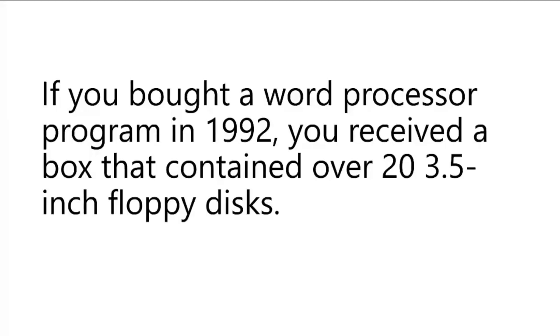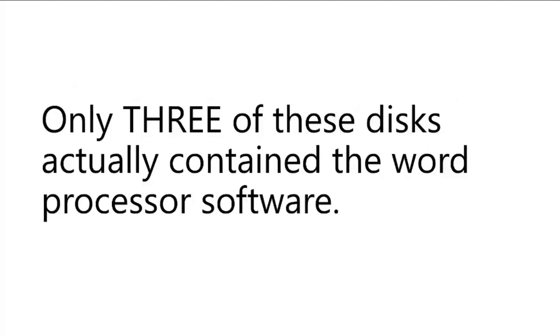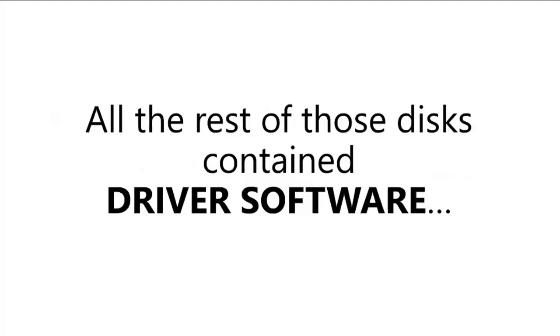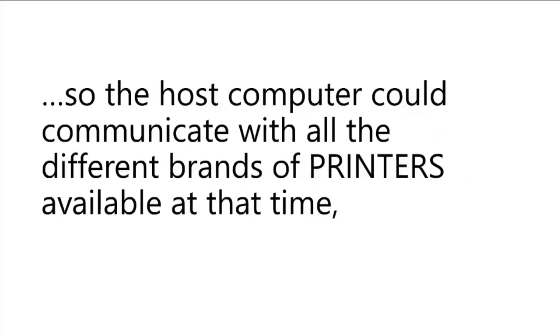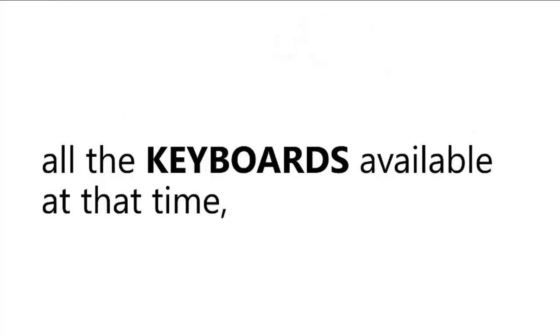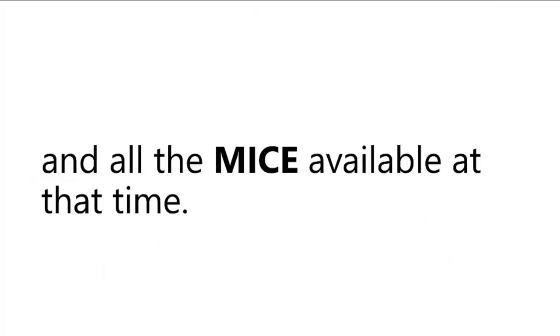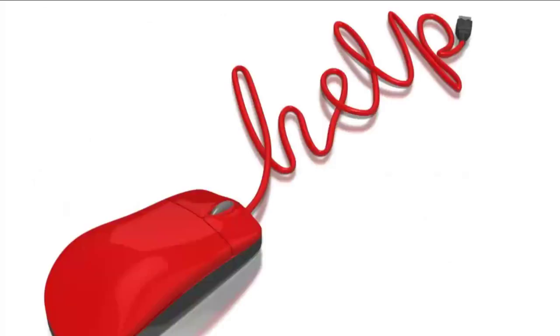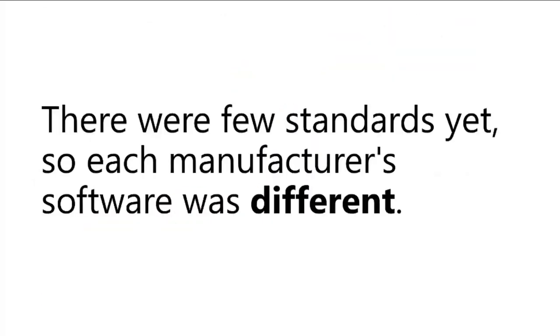If you bought a word processor program in 1992, you received a box that contained over 20 3.5-inch floppy disks. Only 3 of those disks actually contained the word processor software. All the rest of those disks contained driver software, so the host computer could communicate with all the different kinds of printers available at that time, all the keyboards available at that time, and all the mice available at that time. There were few standards yet, so each manufacturer's software was a little different.